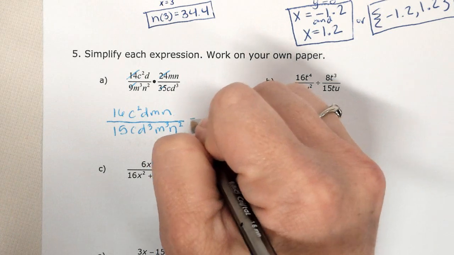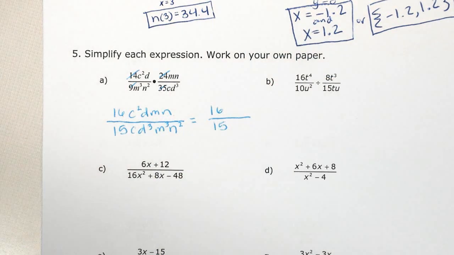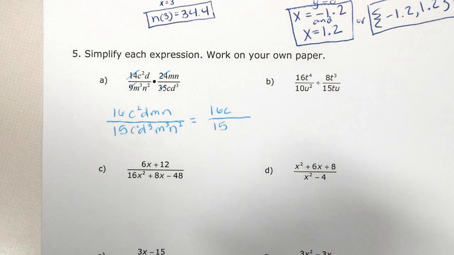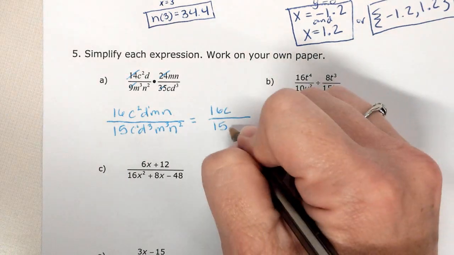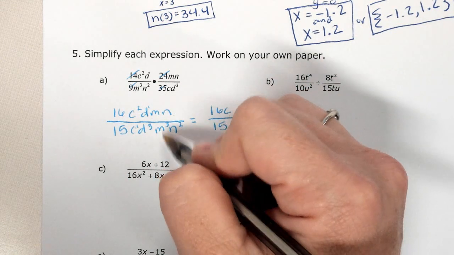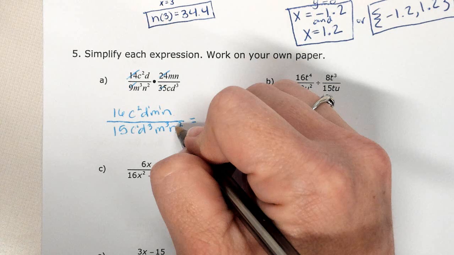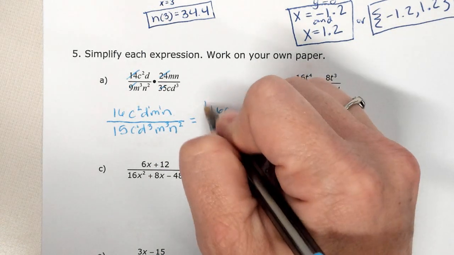So again, I know my final answer is going to have the 16 over 15. And I have to ask myself, where are there more C's? Well, there's more C's on top. And remember, when we're dividing, we subtract. So 2 minus 1 is 1, so I have 1 C on top. Where are there more D's? They're on bottom. 3 minus 1 is 2. Where are there more M's? On bottom. 3 minus 1 is 2. Where are there more N's? On bottom. 2 minus 1 is 1. So here is my answer.